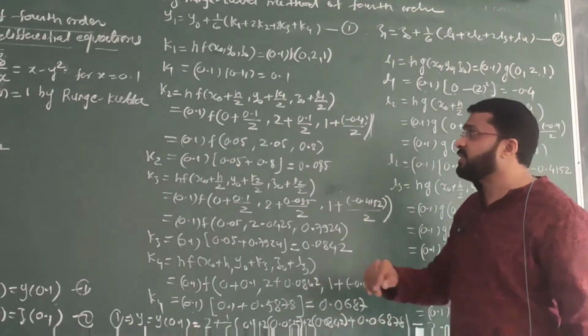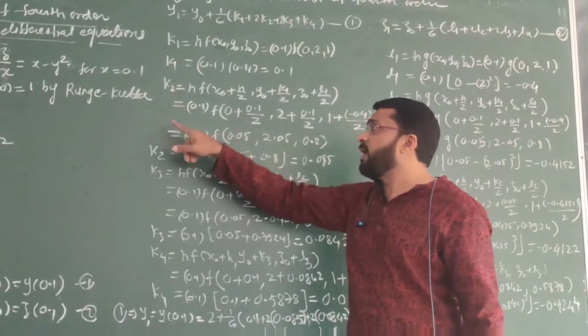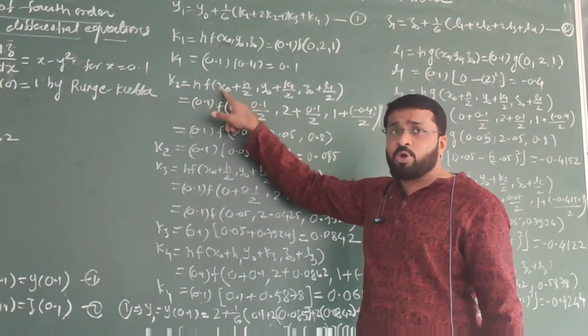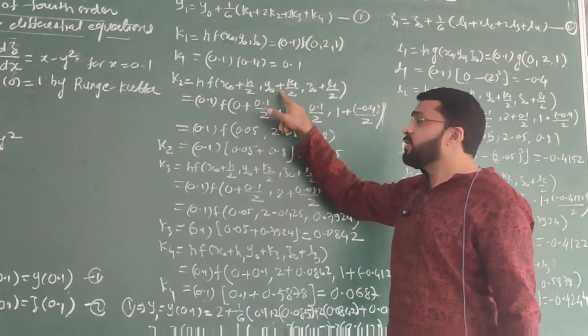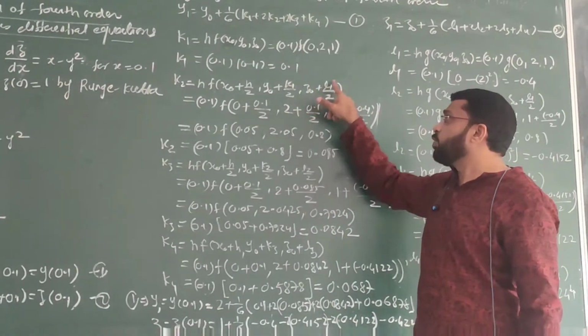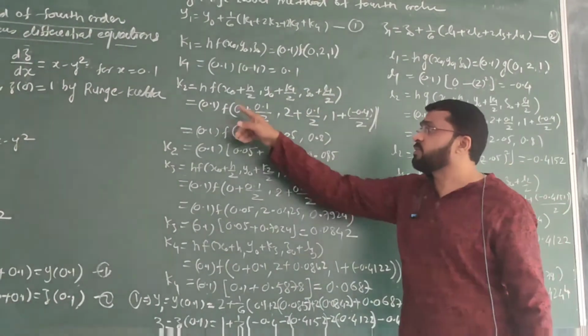उसके बाद फॉर्मूला हमारे पास आता है, it is what k2. k2 का फॉर्मूला है h f of x0 plus h by 2, y0 plus k1 by 2, z0 plus l1 by 2. Just substitute all the values.